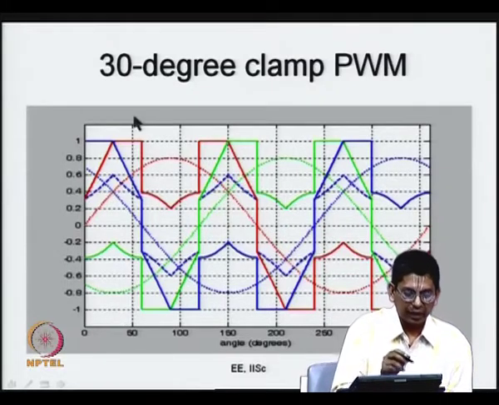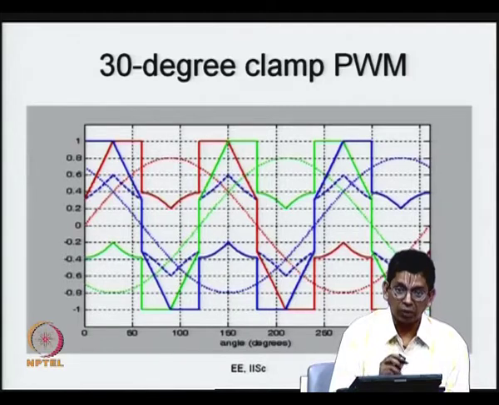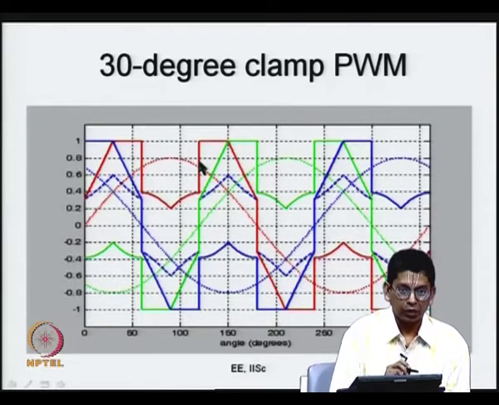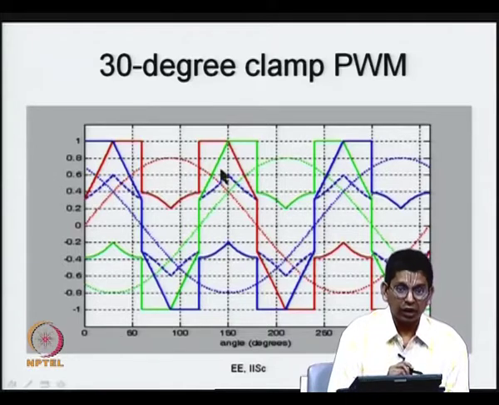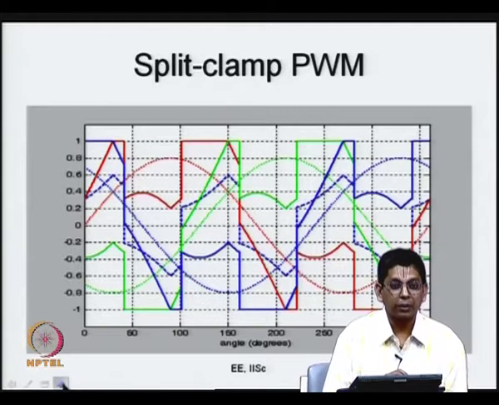So, this 30 degree clamp is a special case of split clamp PWM. That is what has not commonly been realized. In fact, the 60 degree duration has been broken into 30 plus 30. Should it be broken only as 30 plus 30? Can it not be broken as 45 plus 15, or can it not be broken as 15 plus 45? Yes, it can be done, and the more general case is what we would call as split clamp PWM.